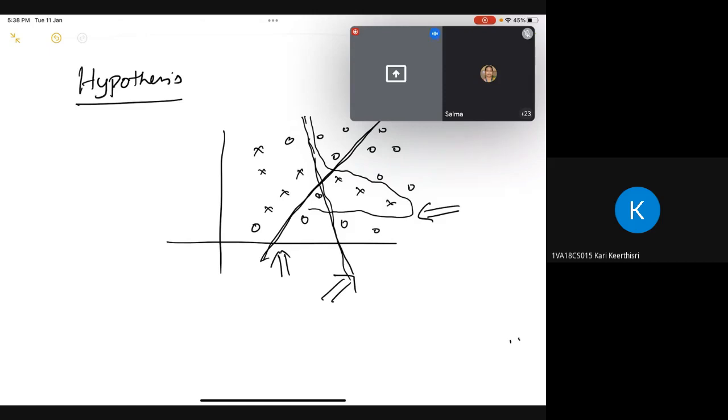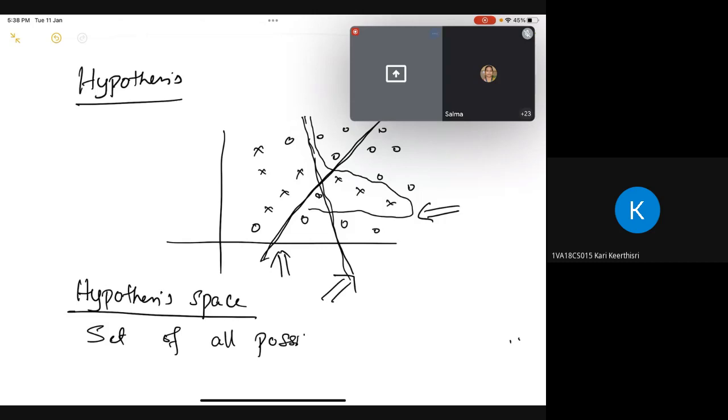And I use the term hypothesis space, which means it's a set of all possible hypotheses. Okay, so this is in a way what hypotheses means. It could be a single function, or it could be a bunch of functions which can best describe this data set, and each of those functions is called a hypothesis.